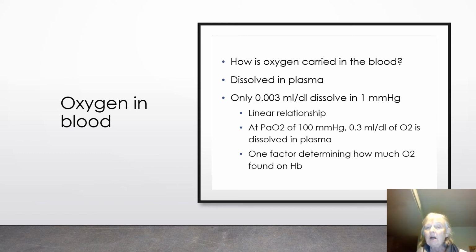With our dissolved in plasma, we can actually plot this on a straight line that's going up, and we know exactly what's going to come next because it's the same number all the way up. And you can see that at a PaO2 of 100 millimeters of mercury, you have 0.3 mLs per deciliter of oxygen dissolved in the plasma. And how do we plot it? Because we know that for every 1 millimeter of mercury pressure, we're going to be able to dissolve 0.003 mLs per deciliter of oxygen.